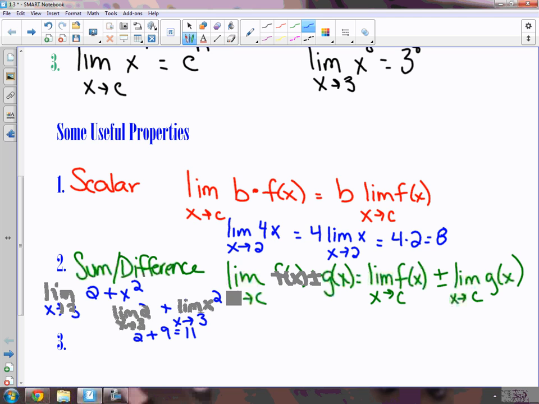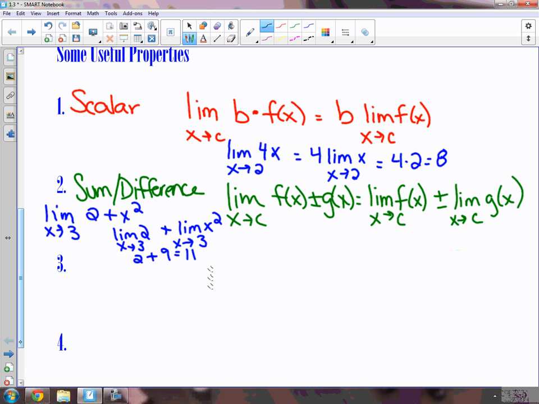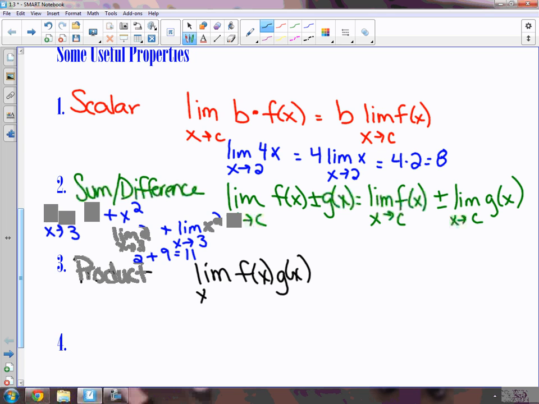Okay, then the third property is product. And this tells us if we take the limit of f of x times g of x, so two functions being multiplied together as x approaches c, there's been a theme so far. We've kind of been splitting it up. We can split it up to the limit of f of x, sorry, I should start with f of x to stay in the pattern, times the limit of g of x.